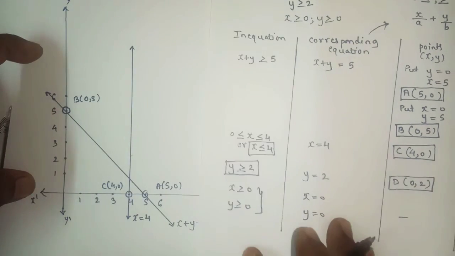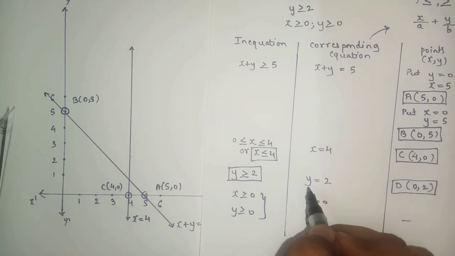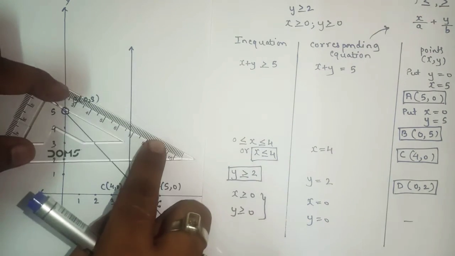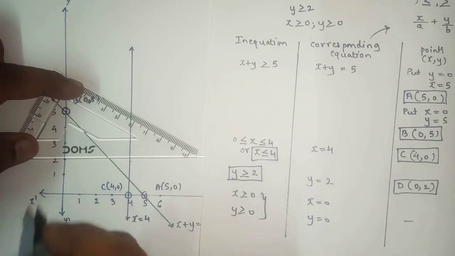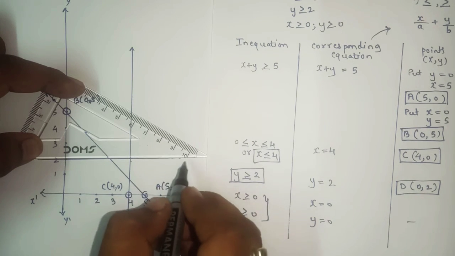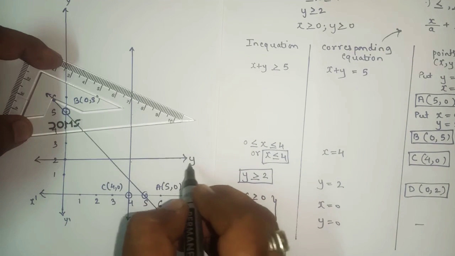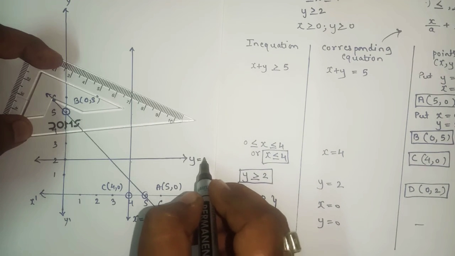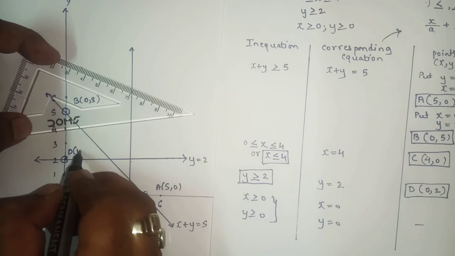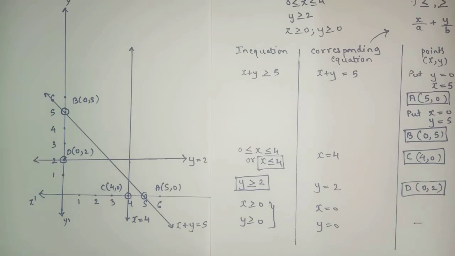Okay, what is the next one? That is 0 comma 2. Here we have y equal to 2. It means the line will pass through y, and it will be parallel to the x-axis. So here we'll write y equal to 2, and here the point will be what? D, 0 comma 2. So we are done with the plotting of points.